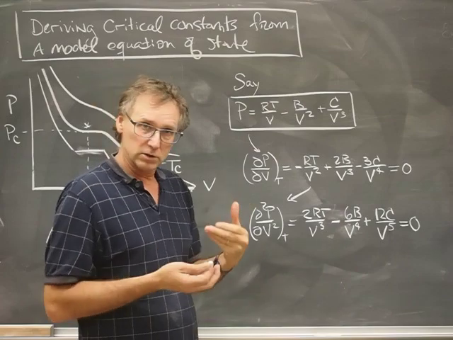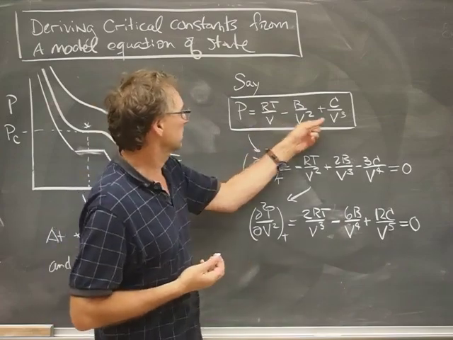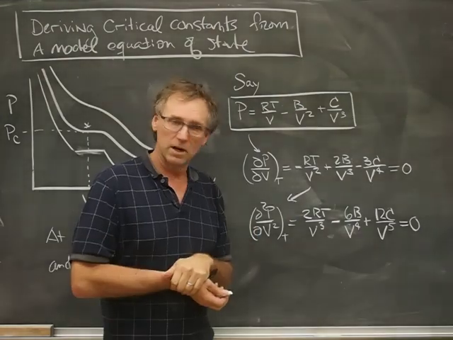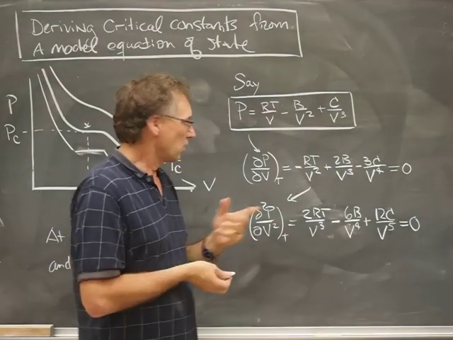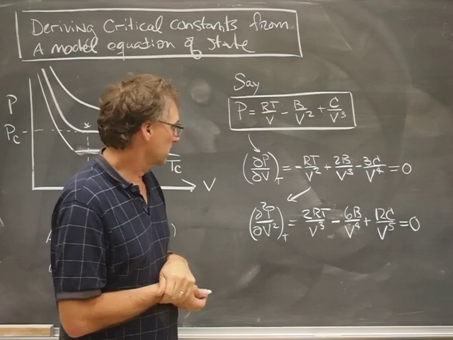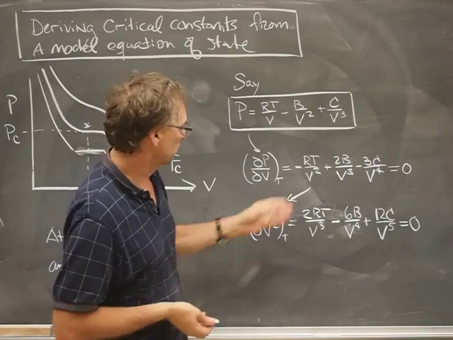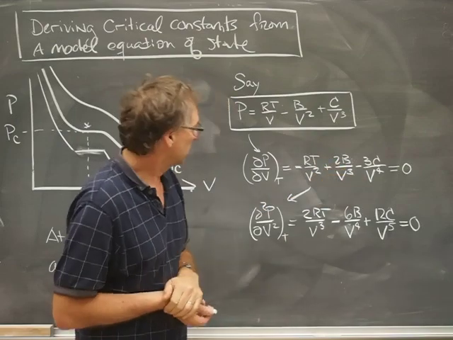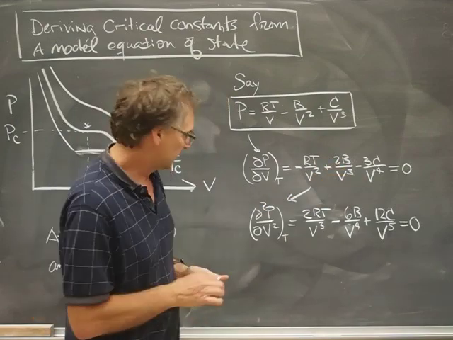Once I know the critical temperature and the critical volume, I could plug those into that equation to get the critical pressure. And then you would have expressions for all those three parameters, those critical constants, in terms of parameters B and C. Okay, so that's how that works.